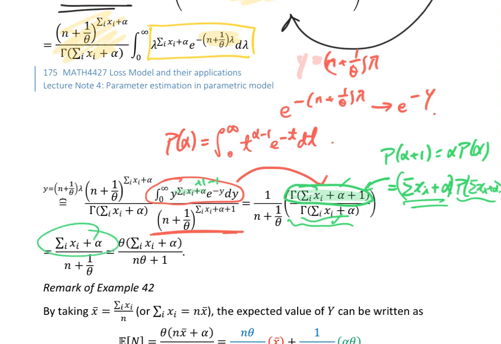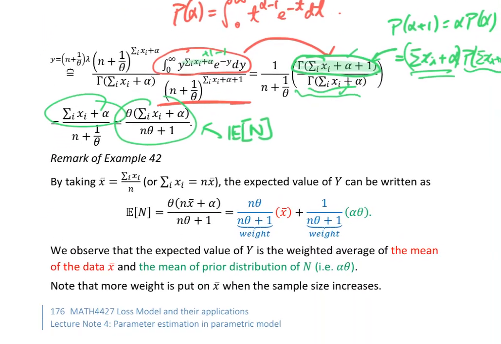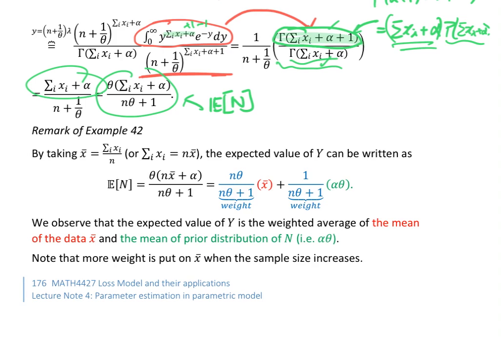Now here you can also rearrange the term, then this is what you get finally. So then this will be the expected value of n under this posterior distribution. Alright, so this is just another example on how you do this future prediction under the Bayesian estimation.